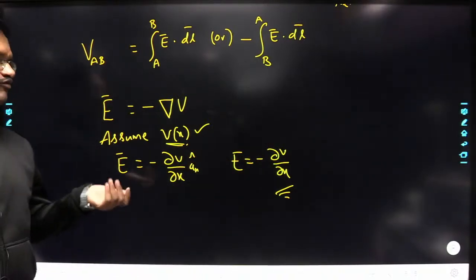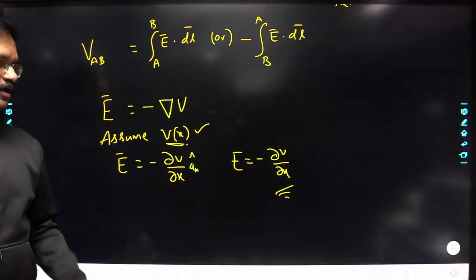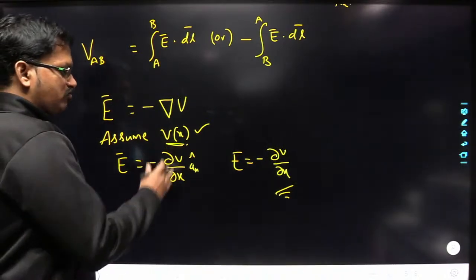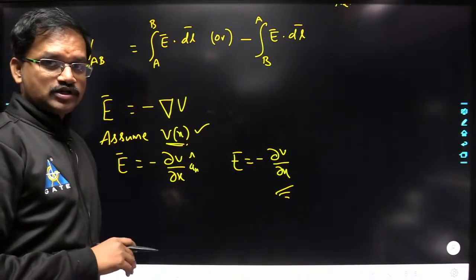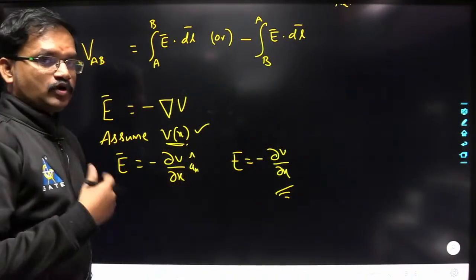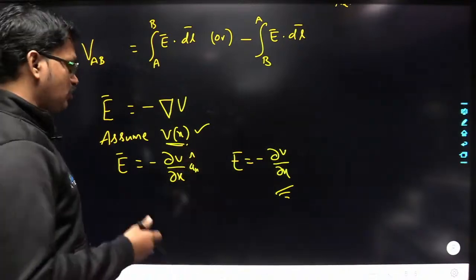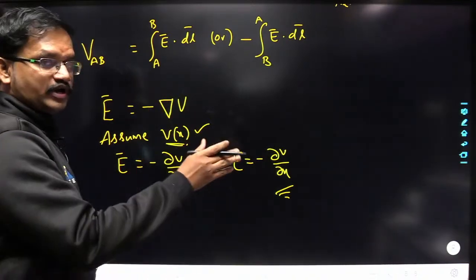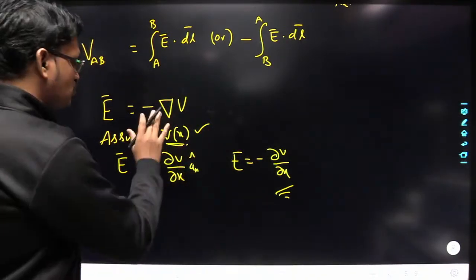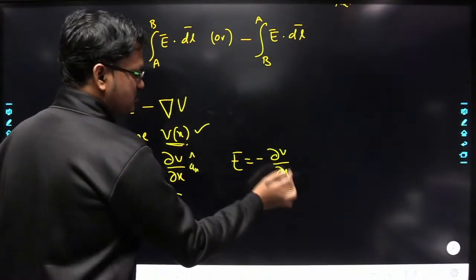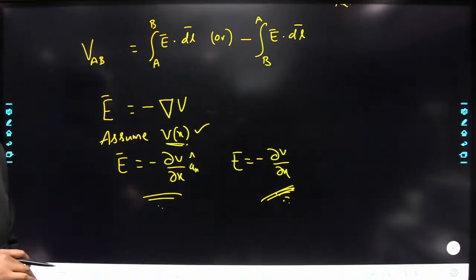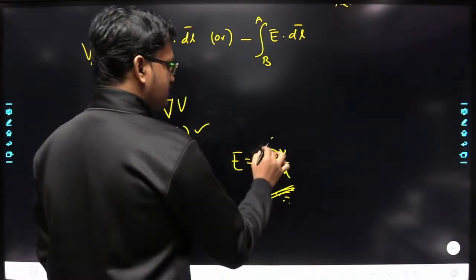Or if V is a function of both x and y, then you are going to get what? Minus dou V by dou x Ax cap and then minus dou V by dou y Ay cap. Understood? Okay, if it is a function of x, y and z, then you are going to get all the x component, y component and z component. So if it is only one variable, then you are going to get the relation between electric field and potential in this manner. Understood?